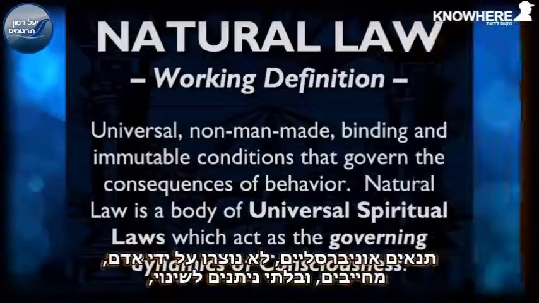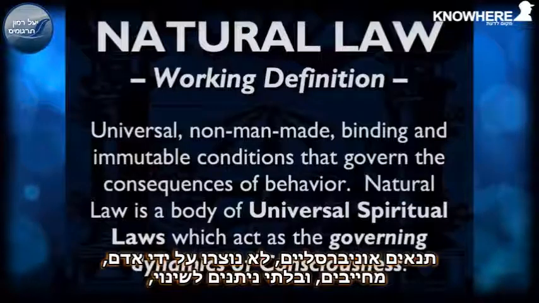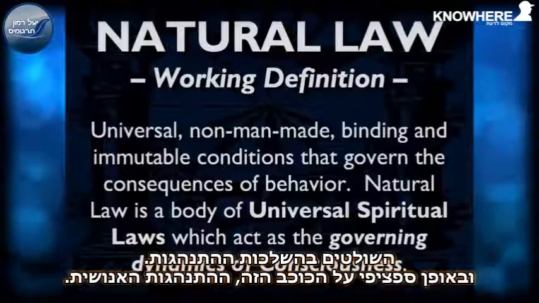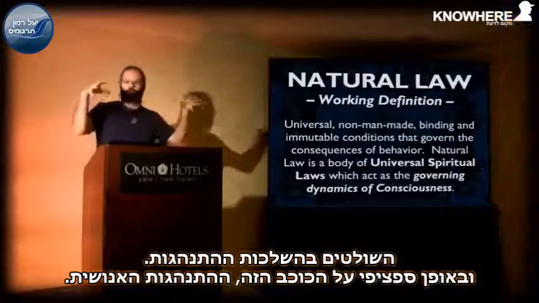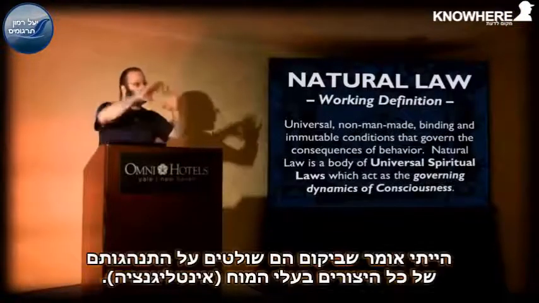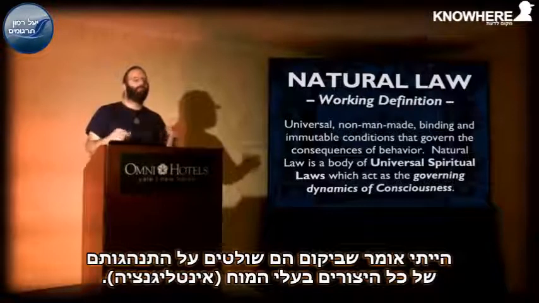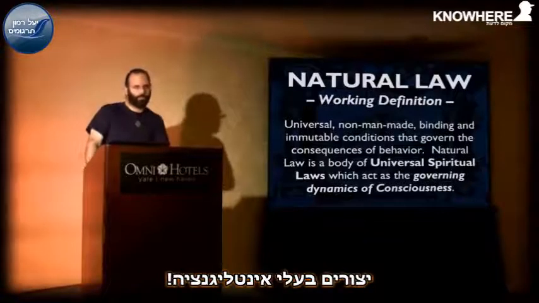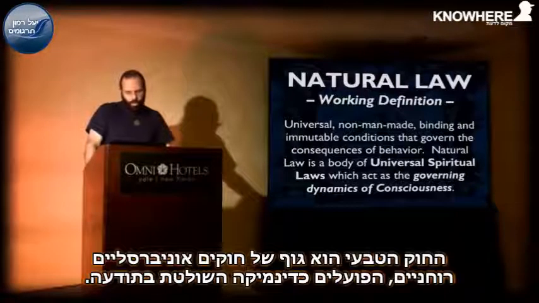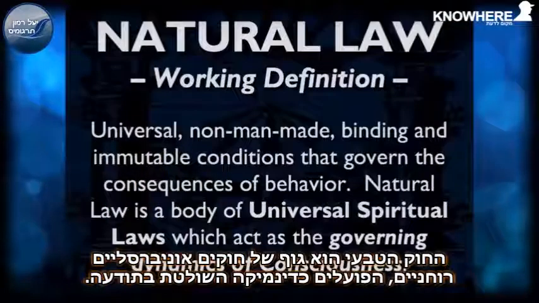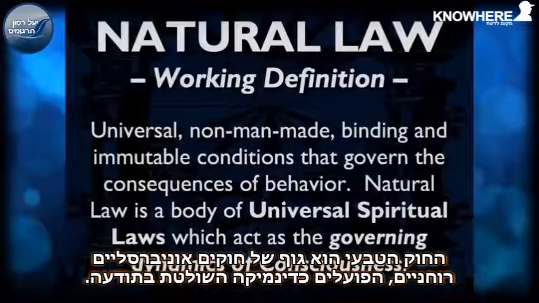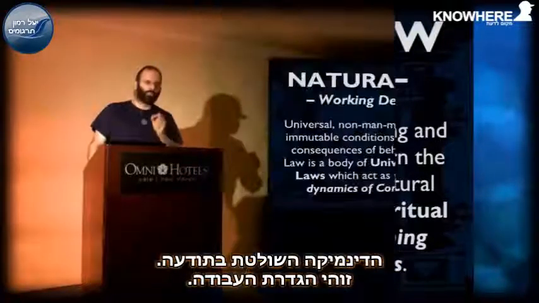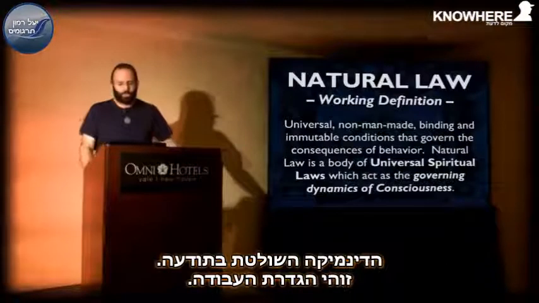Natural law is universal, non-man-made, binding, and immutable conditions that govern the consequences of behavior, and specifically, at least on this planet, human behavior. I would say in the universe, it governs the behavior of all intelligent beings. Okay? Natural law is a body of universal spiritual laws which act as the governing dynamics of consciousness. The governing dynamics of consciousness. That's the working definition.